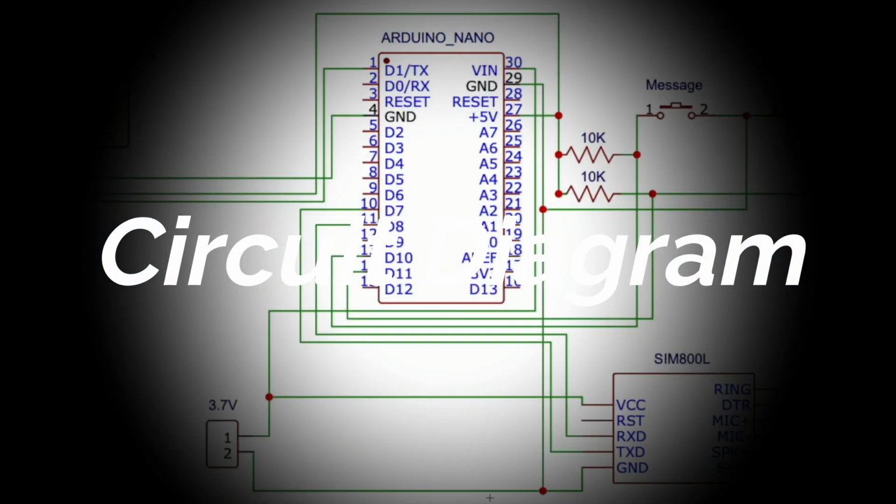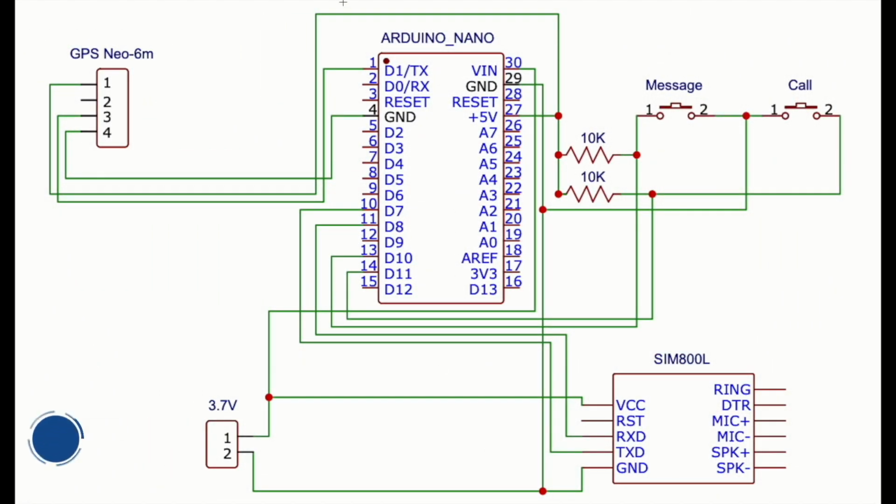Okay, this is the circuit diagram of this project. I will use the Arduino Nano microcontroller board, GPS Neo 6M module, GSM SIM800L module, message and call push buttons. I just connected a 10 kilo ohm resistor to each push button. The operating voltage is only 3.7 volt, and I am providing it through an external battery.